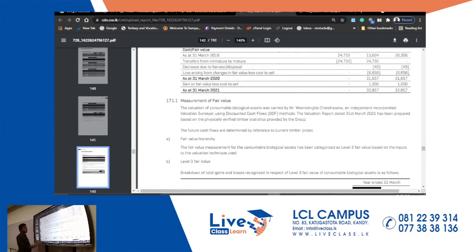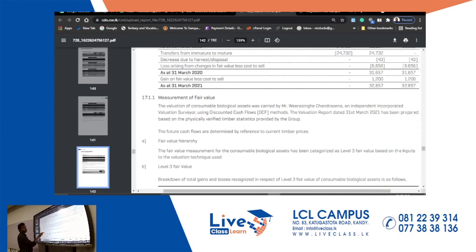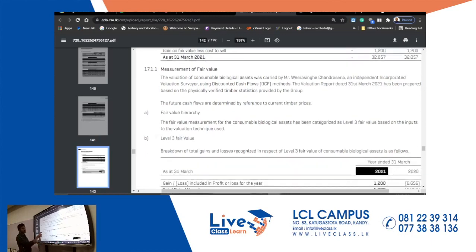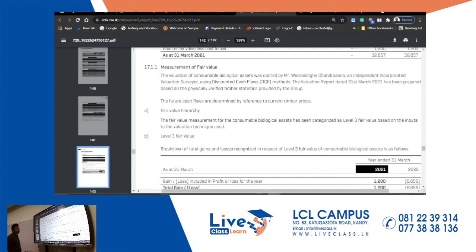Look at this. The valuation of consumable biological assets was carried by Mr. Veerasinghe Chandrasena as independent incorporated valuation survey using discounted cash flows method. They also have used the income approach. Valuation report dated 31st March 2020 has been prepared based on the physically verified timber statistics provided by the group. Fair value hierarchy. See, the fair value measurement for the consumable biological assets have been categorized as level 3 fair value based on the inputs of the valuation technique used.